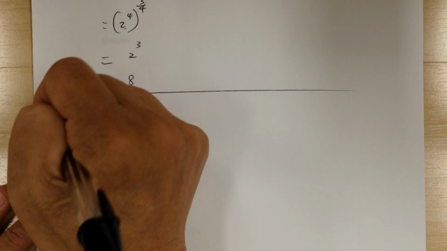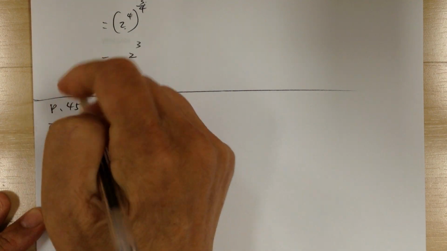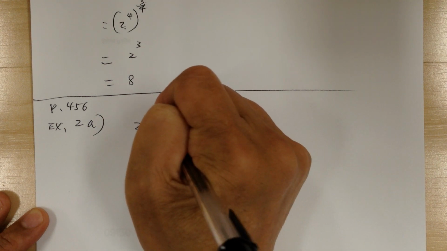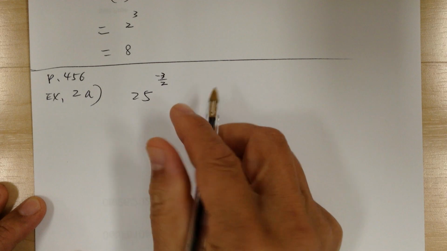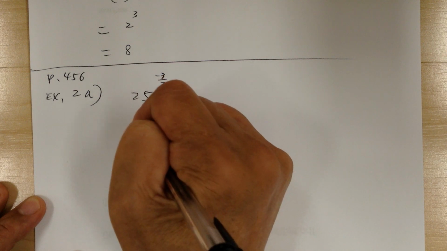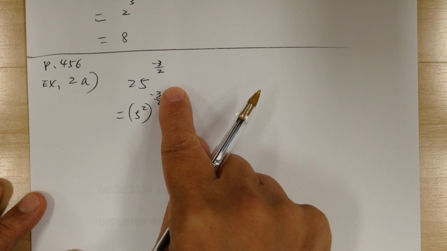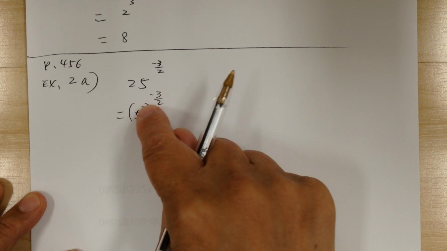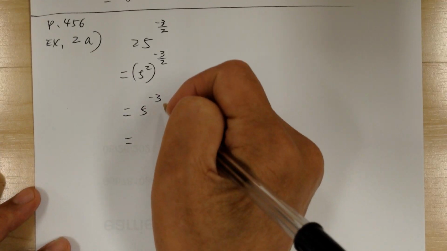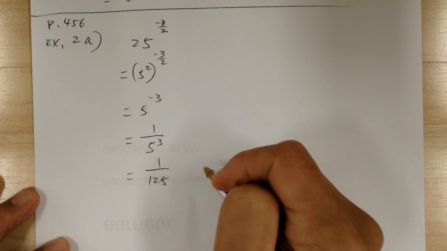Okay, let's go to the next example on page 456. Example 2A, 25 to the negative 3 over 2 power. Again, I'm going to make this into the lowest base possible, and whatever you substitute, put in parentheses. So 25 is 5 squared. Then I'm going to apply the power rule, so when I multiply, the 2 and the 2 will cancel out. So this is equal to 5 to the negative 3 power. Then I can flip it over, so it'd be 1 over 5 to the 3, and so this is equal to 1 over 125.